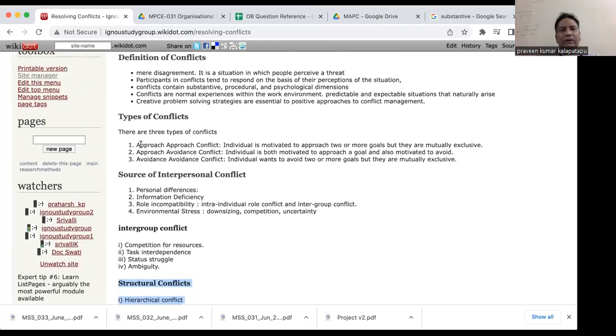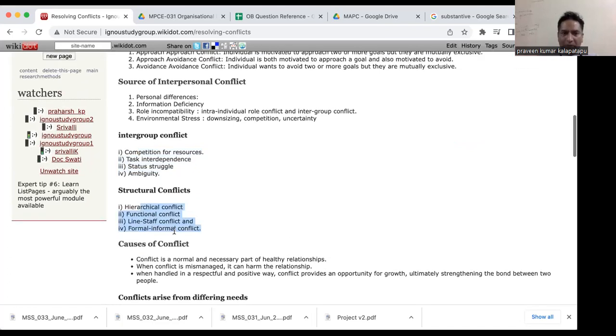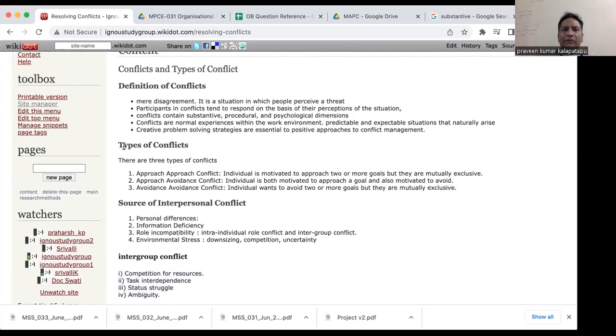So we talked about individual, interpersonal, intergroup, and then structural. These are the types of conflicts that we talked about.